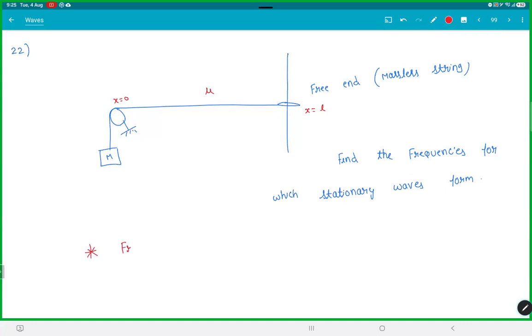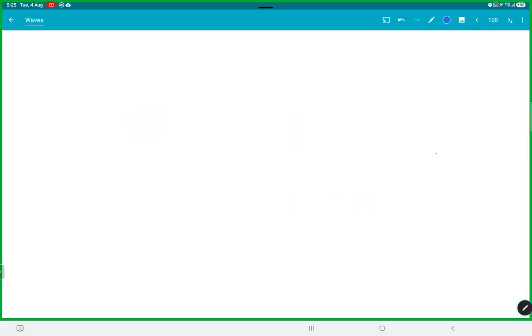So free ends must be antinode. Now, what is the first possibility? So first possibility, if you have a node and an antinode, means you get a half loop. This is how the picture will look, everyone.